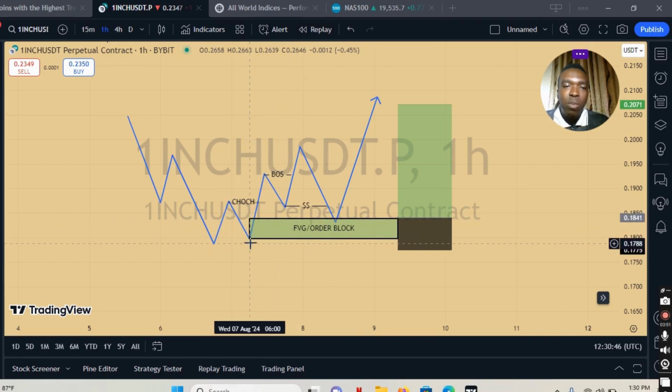Then price used the momentum to give us a change of character, or should I say a change of structure, anyone can call it, you're also correct, to retrace back, and price didn't mitigate this zone, creating inducement, liquidity. Now this is another factor that we should look at: liquidity.